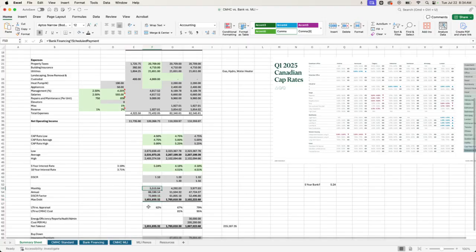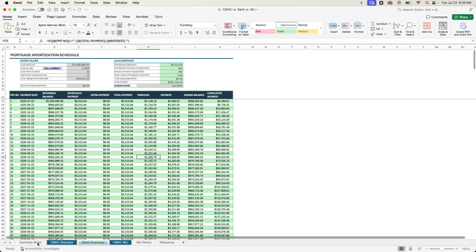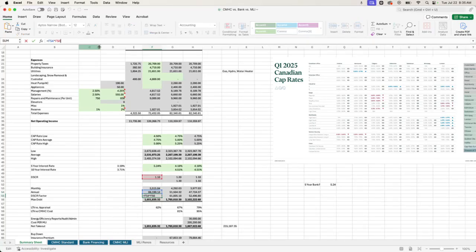So to go straightforward here, we're going to the bank financing scheduled payment. It plugs in the $1,000,000 at the 5.24. It says, okay, 5,515.84 is going to be what the monthly payment would be. From there, we multiply that by 12 to know what the annual cost for $1,000,000 is. And then for the debt service factor, this is what it costs to service $1,000,000. At 1.2 is 72,000. Now we take the 72,000 and divide it by the net operating income to say this is what the maximum debt is.